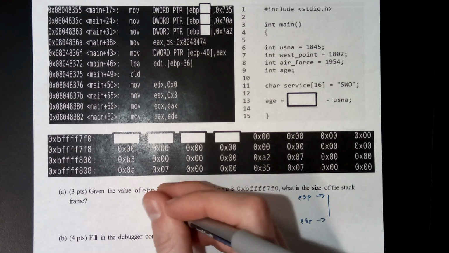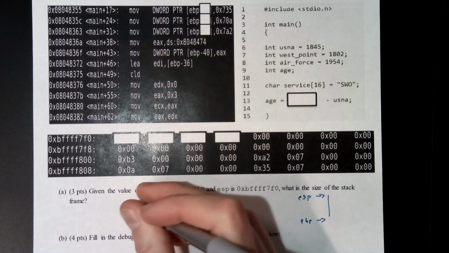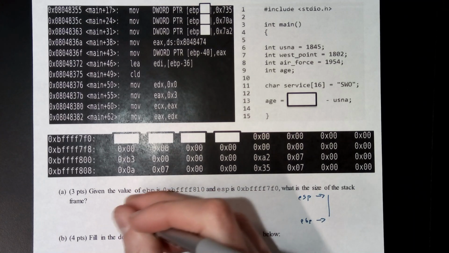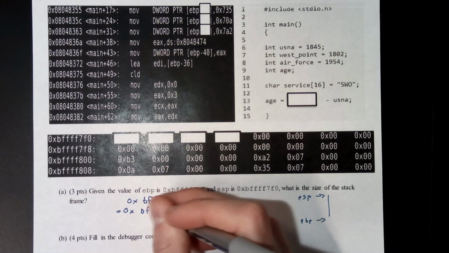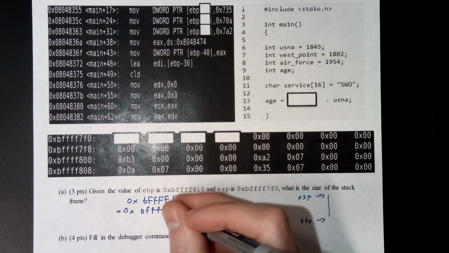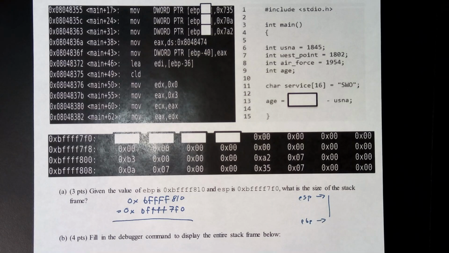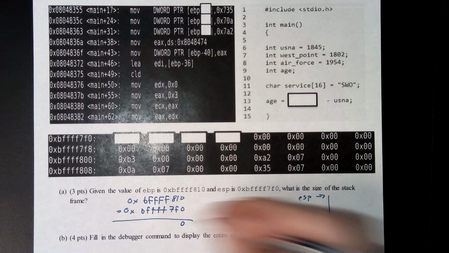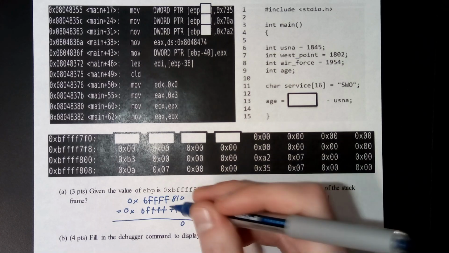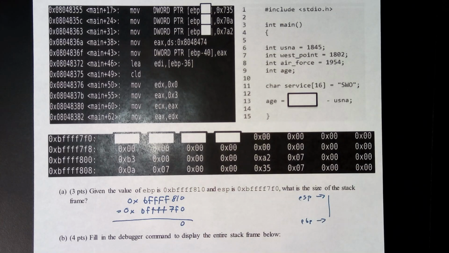So 0xBFFF810 minus 0xBFFF7F0. And we're doing hexadecimal math. That's the one really important thing we have to keep in mind here. So 0 minus 0 is still 0. 1 minus F, well, that's 1 minus 15. We can't do that, right?